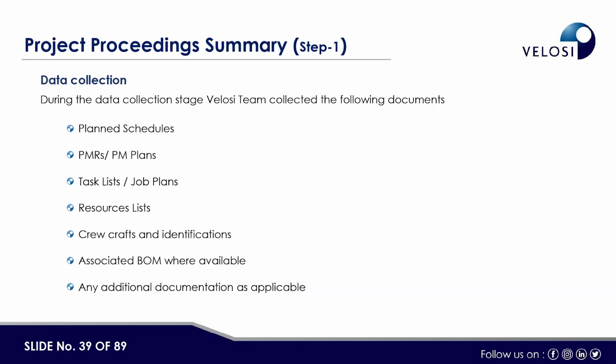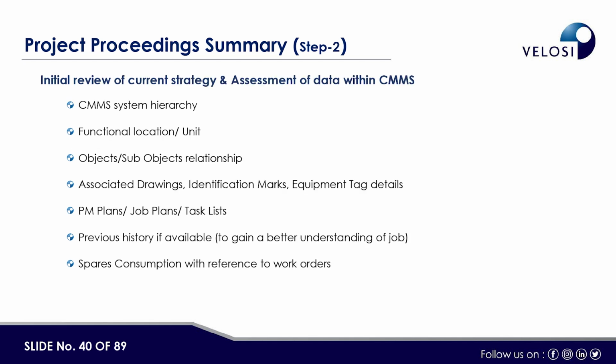Here, for data collection, we look at the PMR, meaning what activities are planned for that particular month or particular week or particular day. Then we take the PMRs and PM plans, task lists and job plans, resource lists, crew, crafts and identifications, associated BOM where available, and any additional documentation as applicable. Then an initial review of the current strategy and assessment of data within the CMS system: hierarchy, functional location and units, object and sub-object relationship, associated drawings, identification marks, equipment tag details, PM plans, job plans, task lists, and preventive history if available, to gain a better understanding of the job, then spare consumption with reference to the work orders.